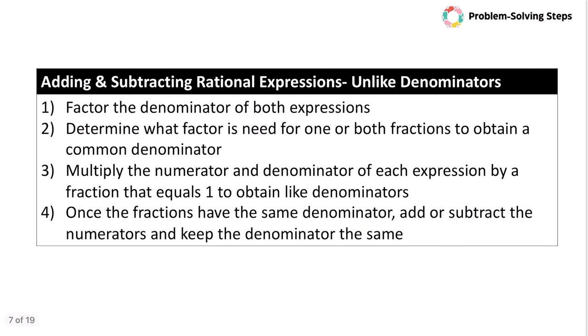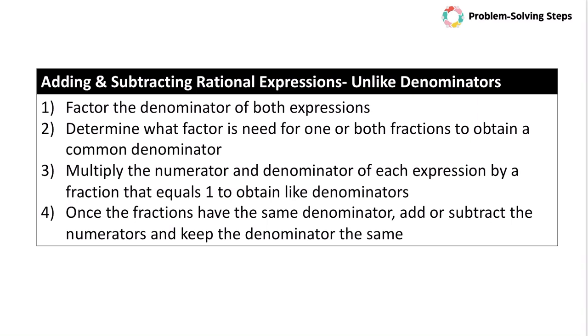So now let's look at some examples where we have unlike denominators. When we have unlike denominators, we have to do a little bit of extra work. What we're going to do is fully factor the denominator of both expressions. Then we'll determine what factor is needed to have a common denominator. Then we're going to multiply the numerator and denominator of each expression by a fraction that equals 1. Remember, that means same numerator, same denominator, and that'll help us obtain the like denominators.